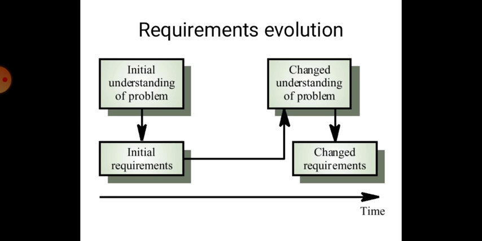So students, according to the initial understanding of the problem we identify the initial requirements, but as time changes, new changes have to be introduced. In that case we have developed a new or changed understanding of the problem, and accordingly we have to change our requirements. So this diagram gives you the evolution of requirements, how they change.